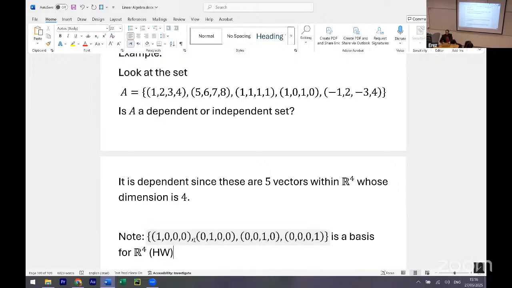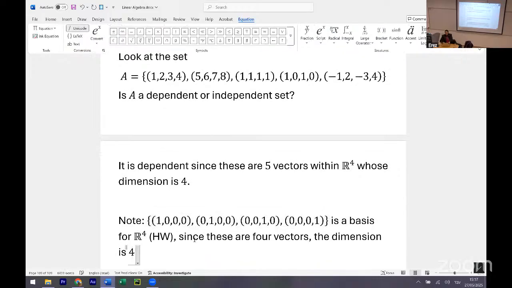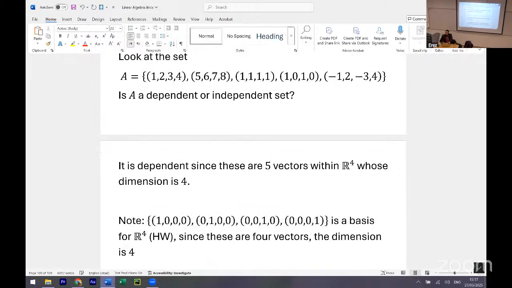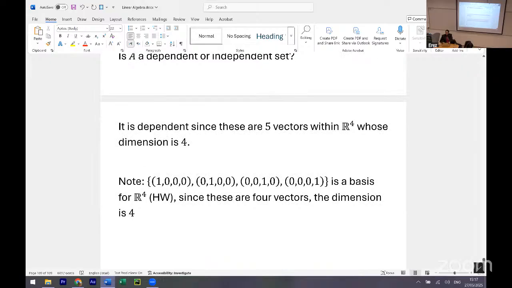But how many vectors do you have here? 4. Since these are 4 vectors, the dimension is 4. Let me give you another example, which I find interesting.